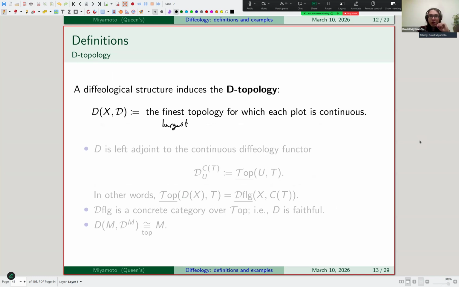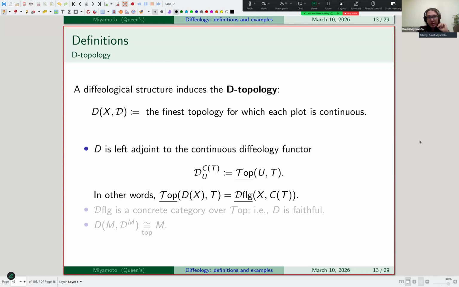Okay. So we have the D topology, and this functor has a left adjoint, or is left adjoint, has a right adjoint. I always get this confused. So given a diffeological space, I get a topology called the D topology. The functor that does that is called D. Maybe a bit confusingly, but that's just what it's called. The continuous diffeology functor is called C. So this is going from topological spaces to diffeological spaces.